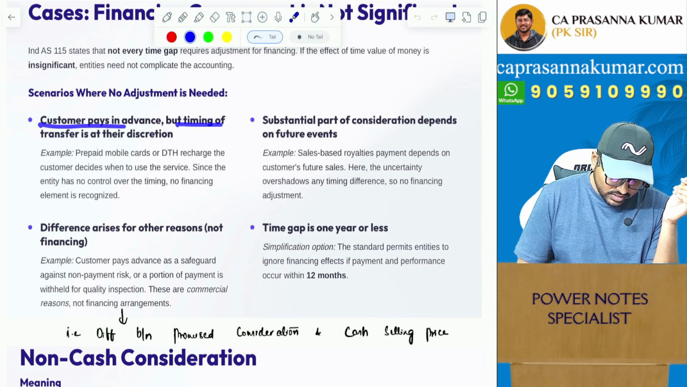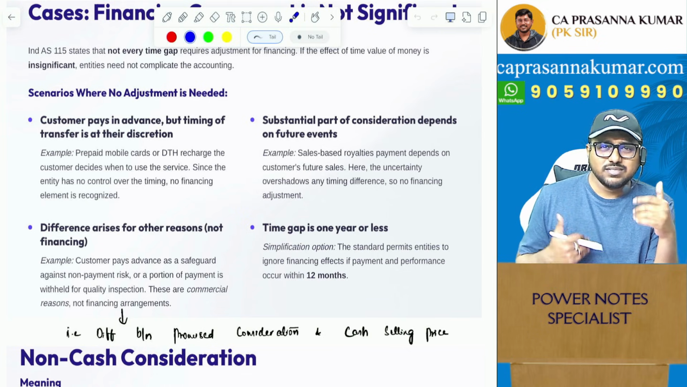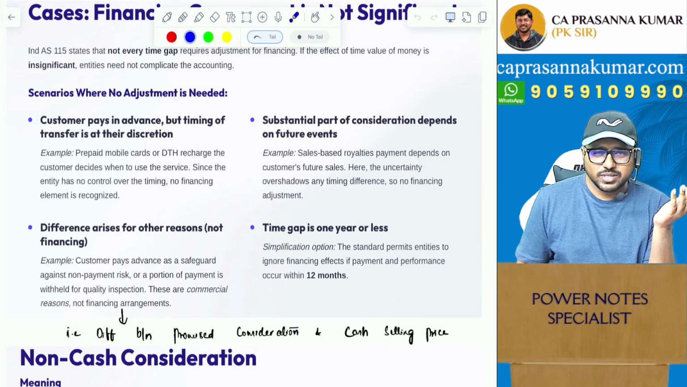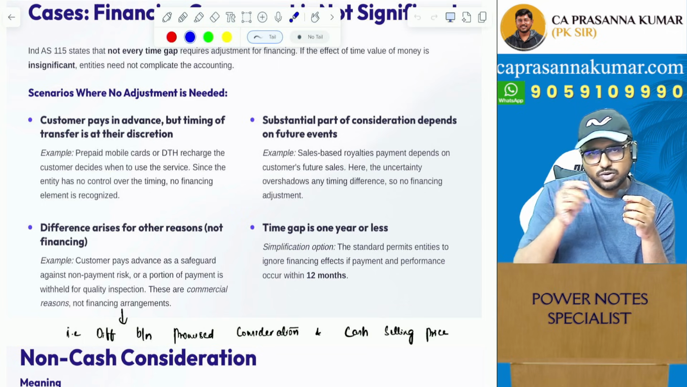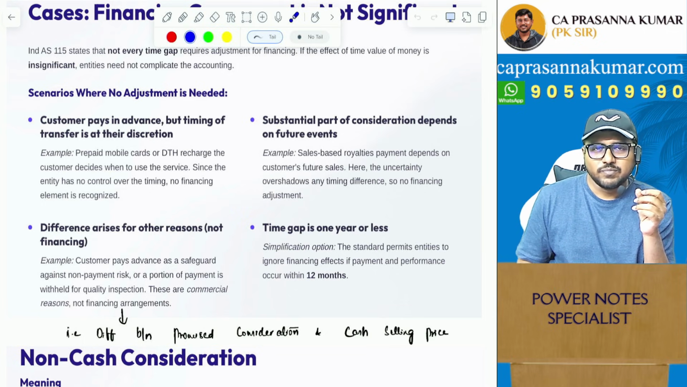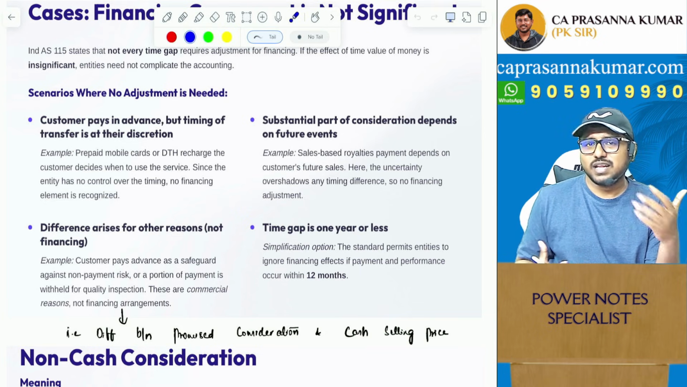Customer pays in advance, but the timing of transfer is at their discretion. Whose discretion? Customer's discretion. So the customer pays money first, buys a recharge card, and then we never know when he will recharge. Earlier we used to buy a small recharge card with a code, scratch it, and recharge prepaid mobile phones. You got the point? That is in the hands of the customer. So here nobody is really controlling the other, nobody is really financing the other party.